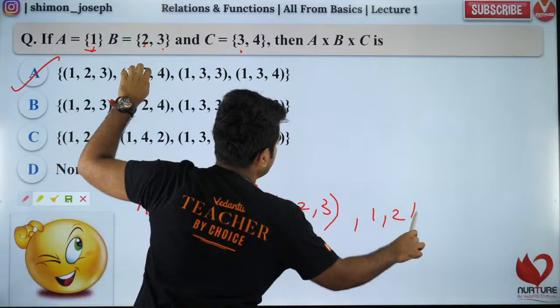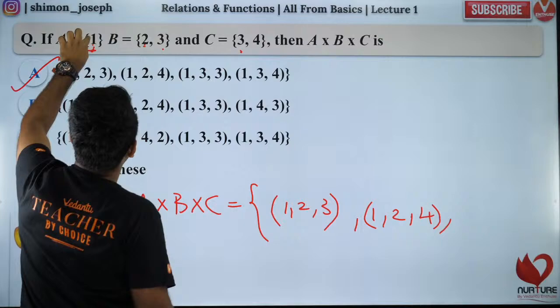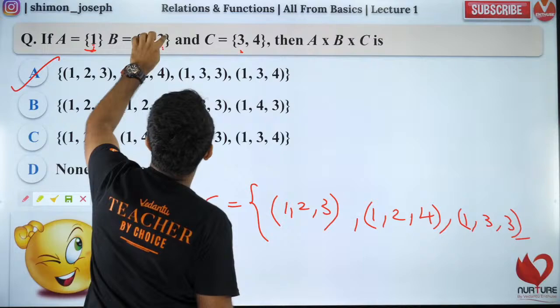Got it. So now 1, 2 is over. Now it will be 1, 3. So 1, 3, 3. So next will be 1, 3, 3. And the last one will be 1, 3, 4. That's it. There is no other ordered triplet other than this.